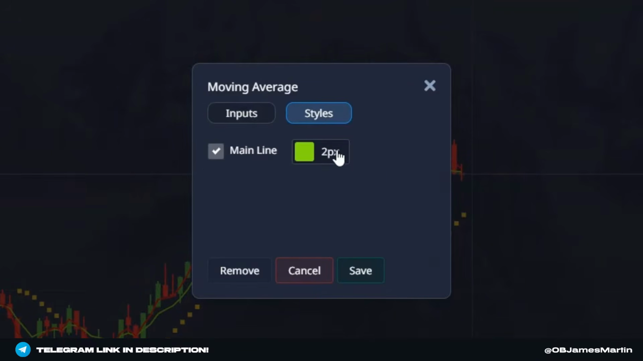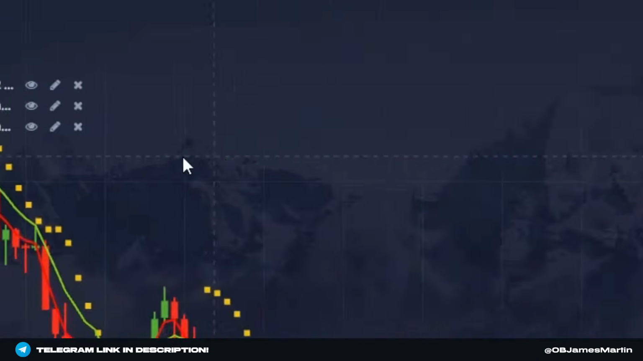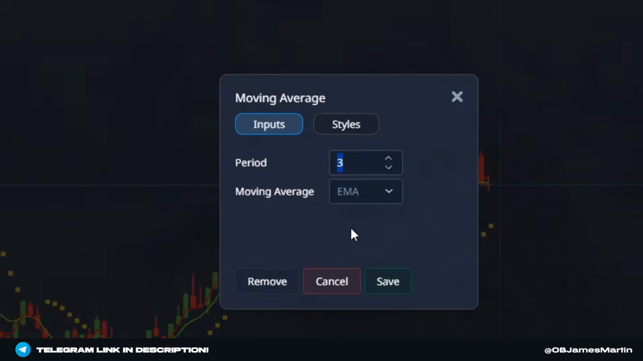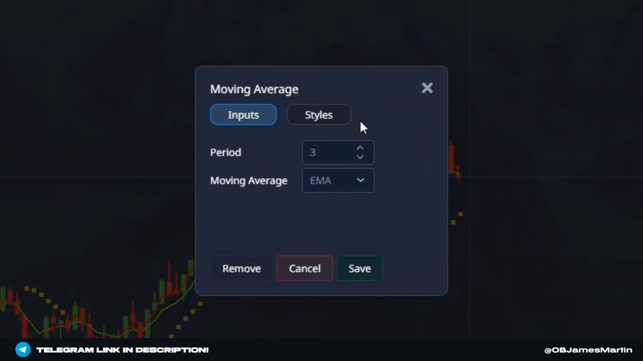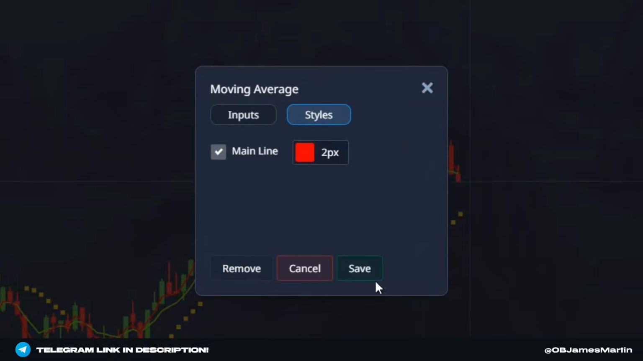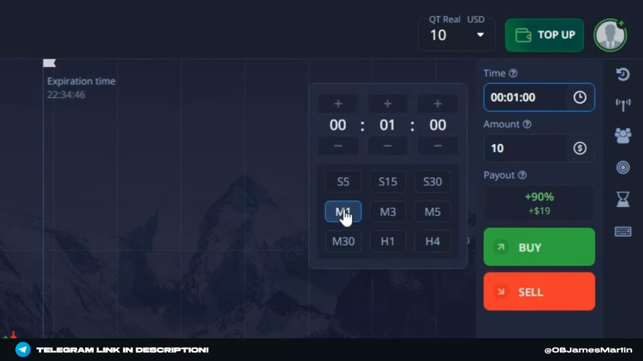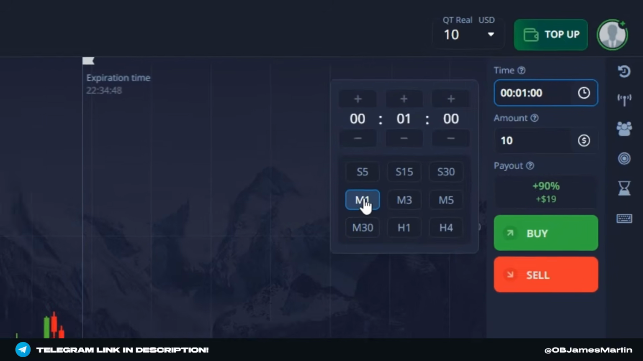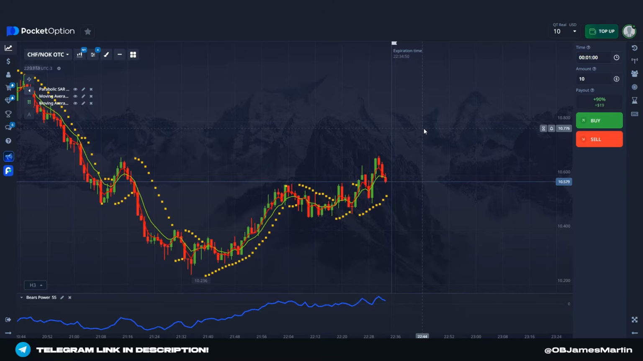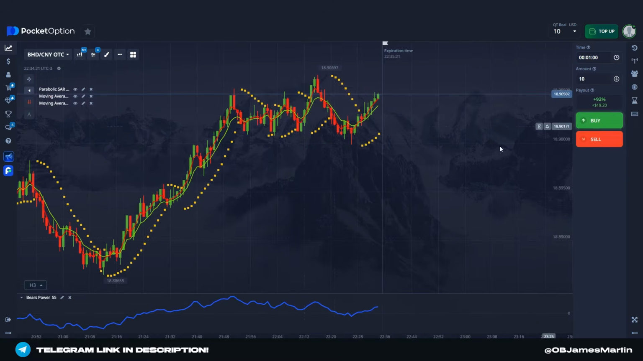Don't forget to change that. All right, and the next one is 3 EMA. Don't forget that as well. Alright, and the color is up to you. $10, guys, and 1 minute expiration time. We're going to change that and we're going to try to increase your account. Alright, we got all the setups, so let's start with this. Let's go with this. Okay, guys.